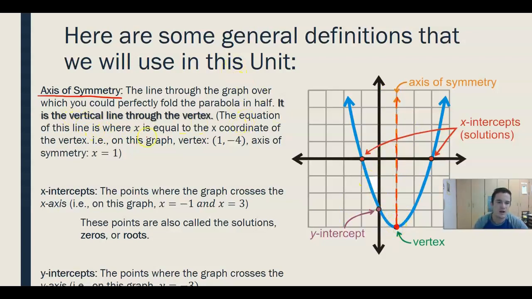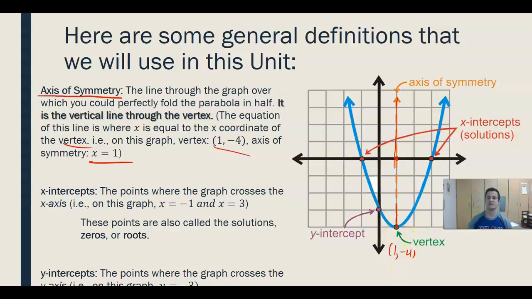So the equation of this line is x equals the x-coordinate of the vertex. For example, on this graph right here, the vertex is (1, -4), because it's 1 in the x direction and -4 in the y direction. Therefore, the axis of symmetry is this line right here at x equals 1. So the vertex is (1, -4), and the axis of symmetry is x equals 1.